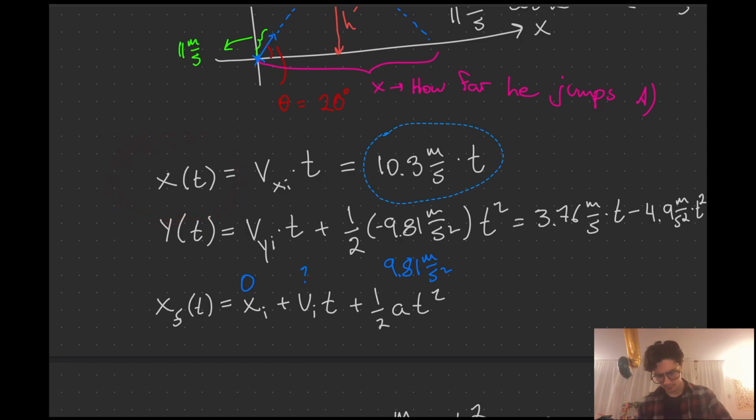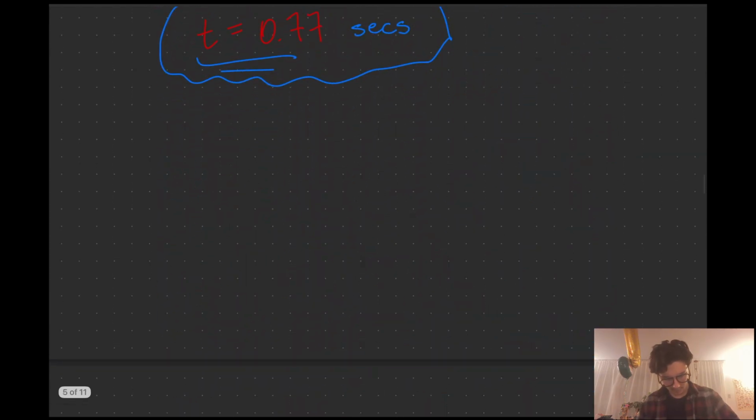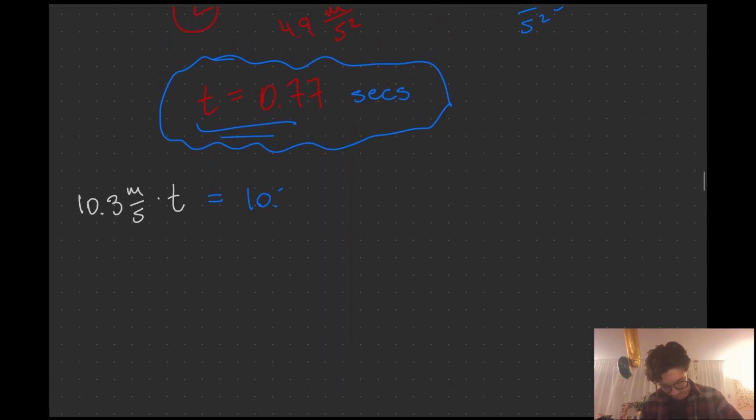I'm going to just take that, copy, paste this right here, and I can do 10.3 meters per second times 0.77 seconds. Check out how the seconds cancel. Second cancels. Meters is the only unit left. This is going to give us the final answer in meters, which is amazing.